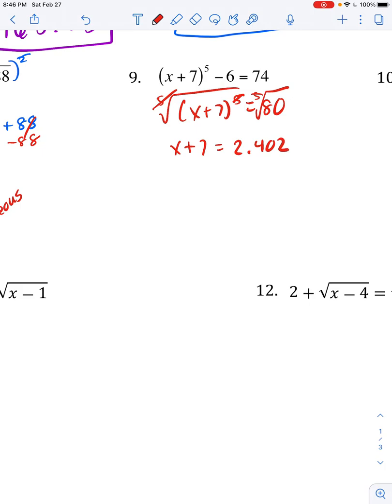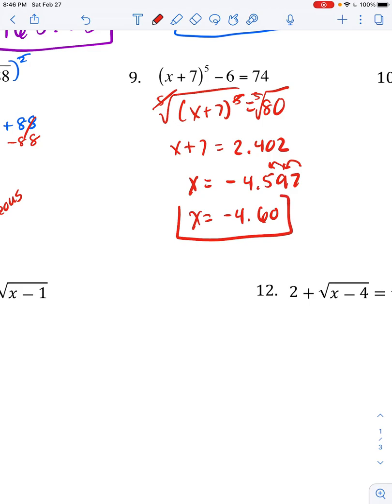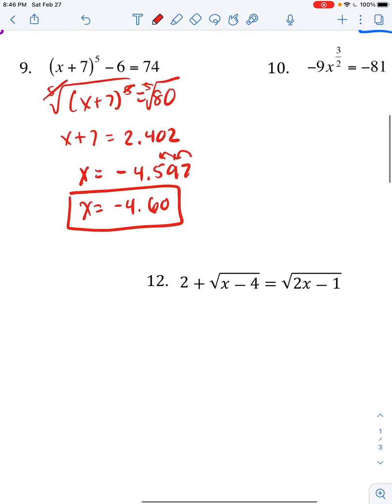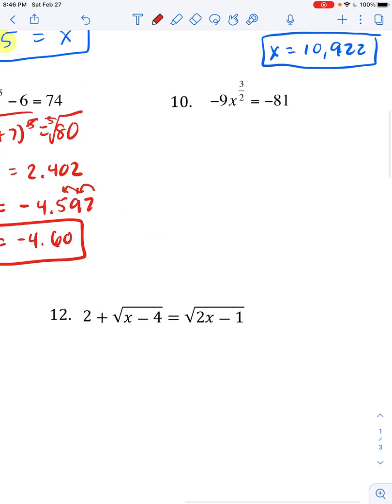Then I'm going to go ahead and take away 7 from that. And I'm getting x equals negative 4.597. When you go to round this to two decimal places, this 7 is going to round that up to a 10, which is going to round that up to a 6, but you still need to have that 0 because you were told to round to 2 places. So pay attention to those details.